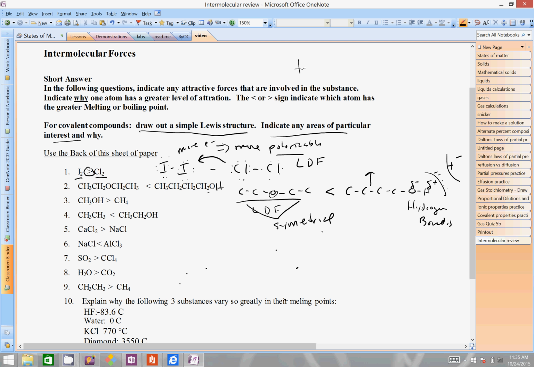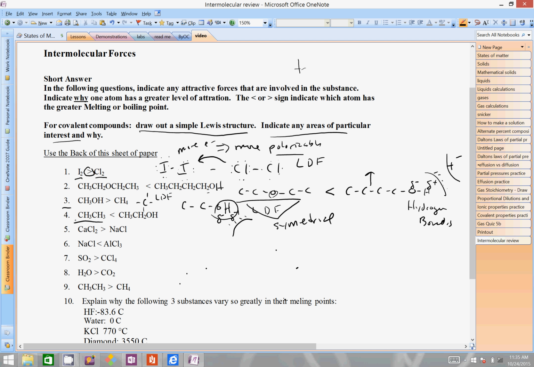Alright, this guy, similar here. We got C and C. This is number 3, I guess we're looking at, and then OH versus CH4. Okay. At this point, we got ourselves hydrogen bonding, partial negative, partial positive. Alright, this guy just has London dispersion forces.